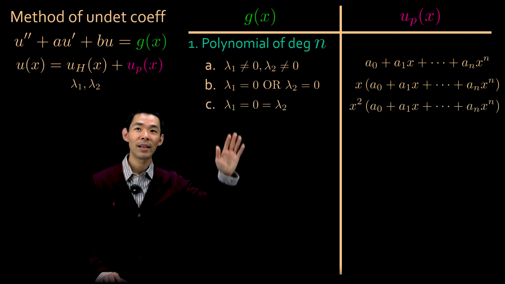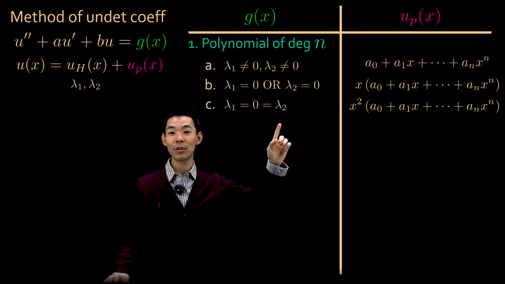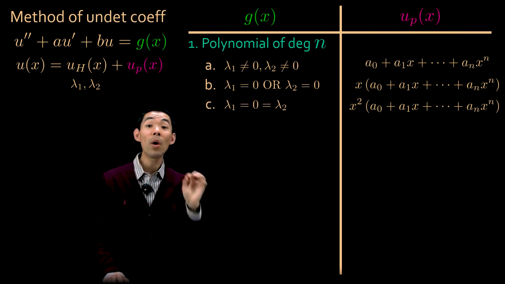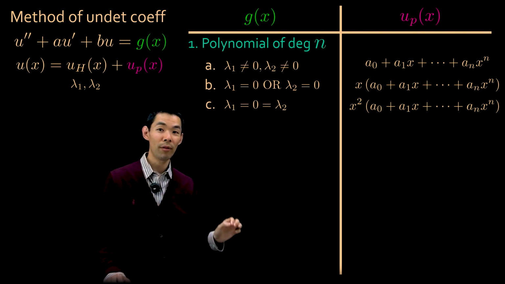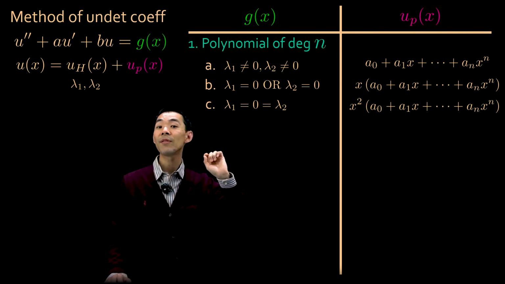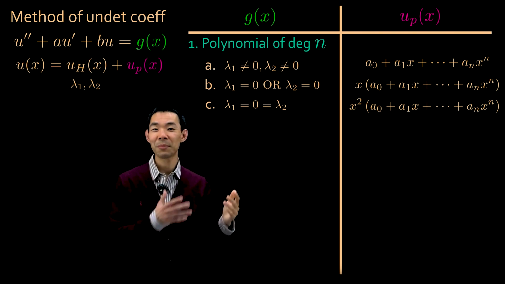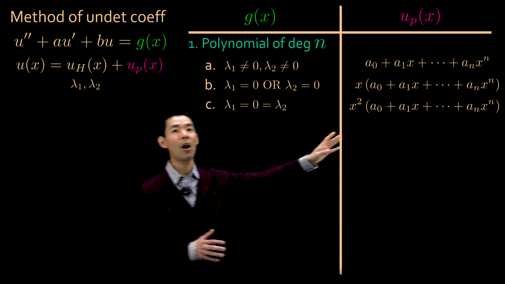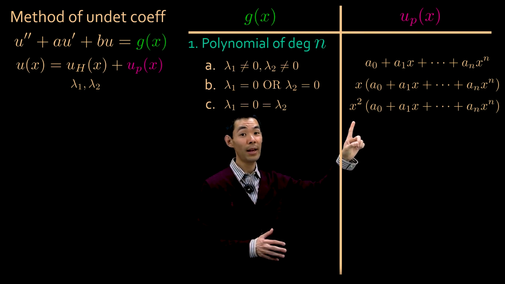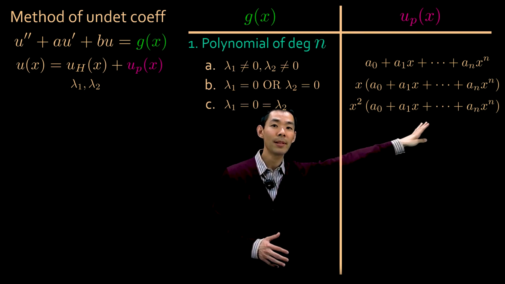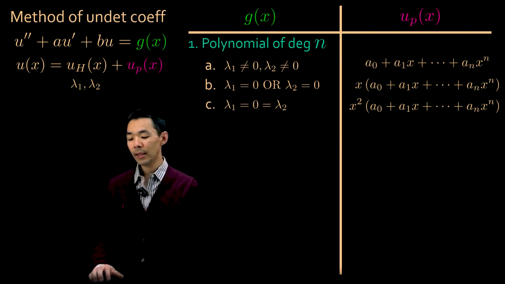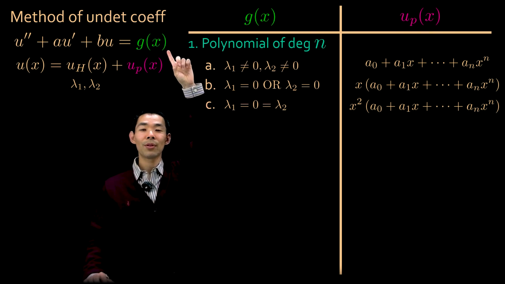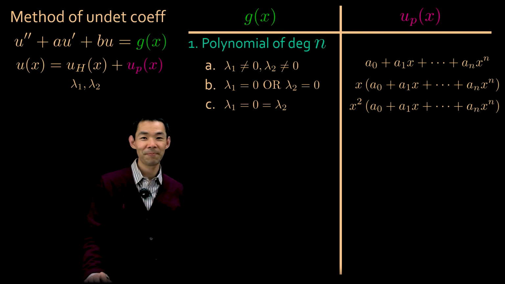Last case is if lambda 1 and lambda 2 were both equal to 0. So case B is if one of them were equal to 0, but not both. Case C is if both eigenvalues, lambda 1 and lambda 2, were equal to 0. Then all you need to do is put another factor of x, so x squared times the whole polynomial, and that solution would capture a particular solution correctly. That would capture this right-hand side term g of x.